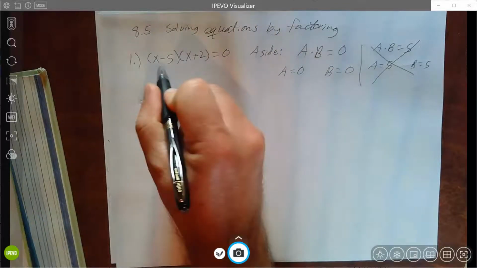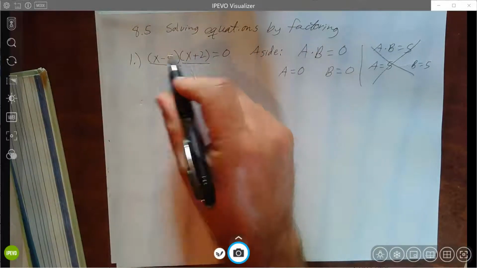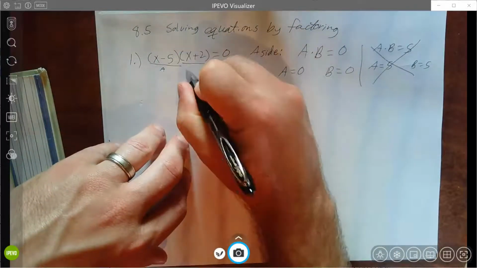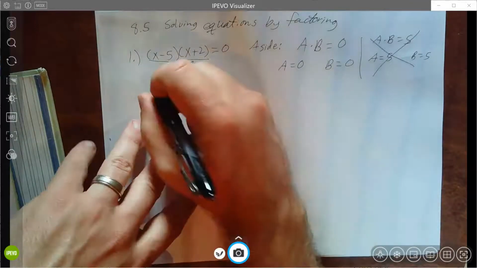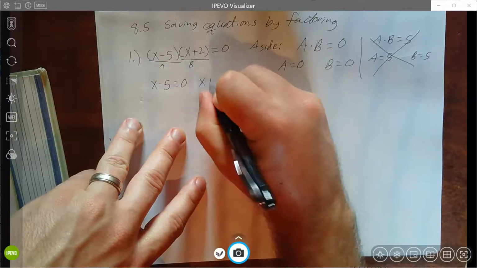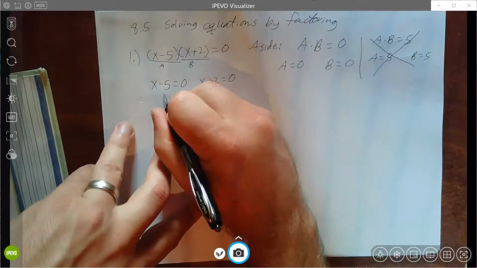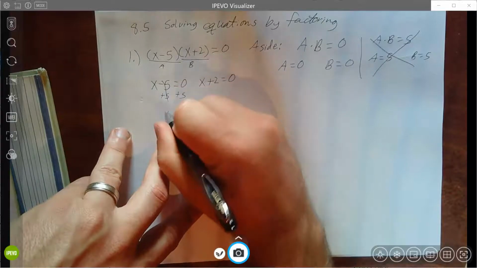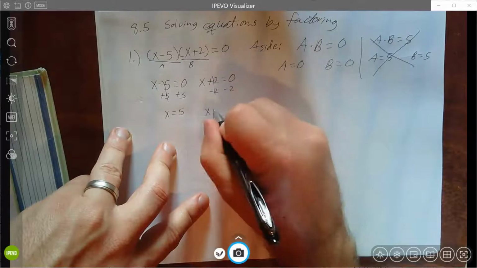But when it is equal to 0, if this times this equals 0, then one of these two things must equal 0, or both. This is like the a and this is like the b. So what we do is we set both of those things equal to 0. I say x minus 5 equals 0, and I say x plus 2 equals 0, and I solve both of them. I solve this one by getting x by itself by adding 5 to both sides, and I get x equals 5. I solve this one by subtracting 2 from both sides, and I get x equals negative 2.